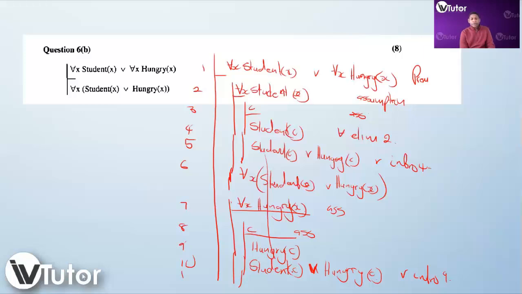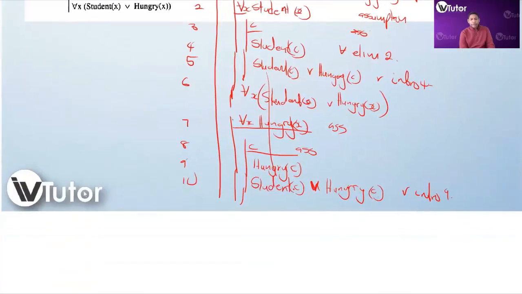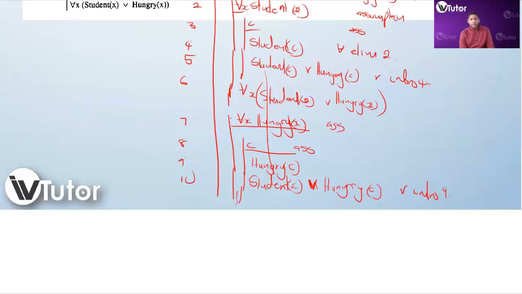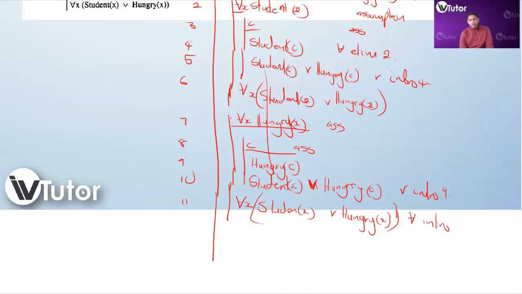Then number 11, we can then exit this. Right, number 11, we're going to have, outside of the subproof, ∀x student(x) or hungry(x). That's OR intro on number 11. So from the first one, we've managed to prove the exact same thing as the second one.